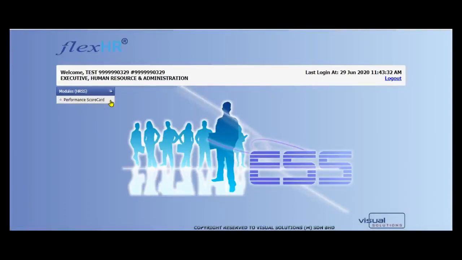In actual situation, you would see e-leave, e-claim, e-payment statement, e-performance scorecard, e-training. And please take note, before you actually log into the ESS, use Google Chrome browser. Only Google Chrome browser can support the performance scorecard module. Why is that so?